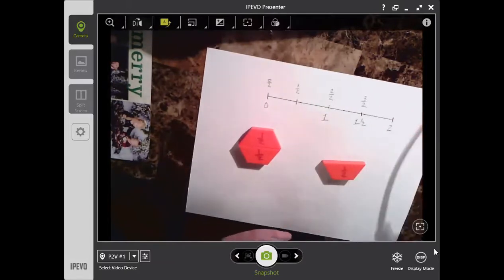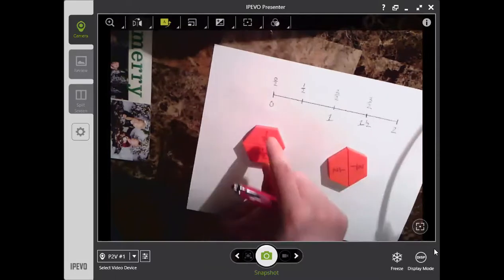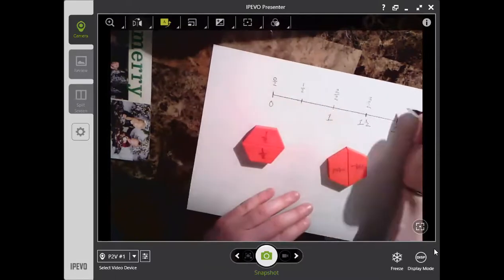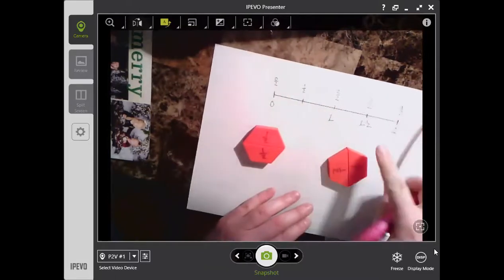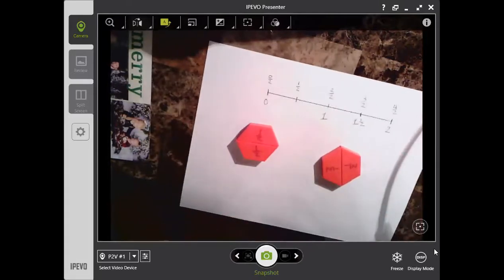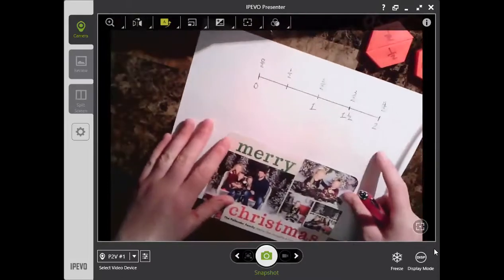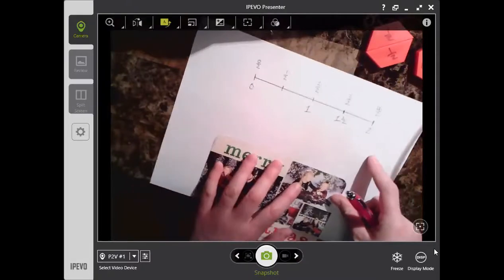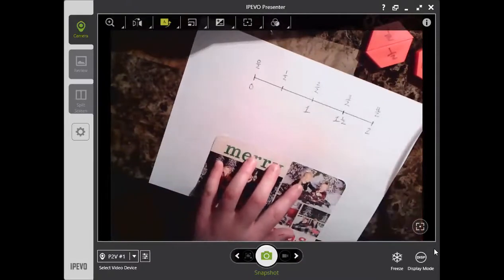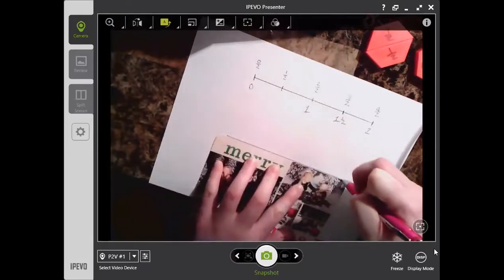And I continue, add another piece. So now I have 4 halves, or we can call them 2 wholes. So that's how we would split up our number line for counting by halves. We're going to do it again, but this time we're going to do it by thirds. Again, I lost my ruler, so I'm just going to use a straight edge, something that's kind of firm, sturdy.